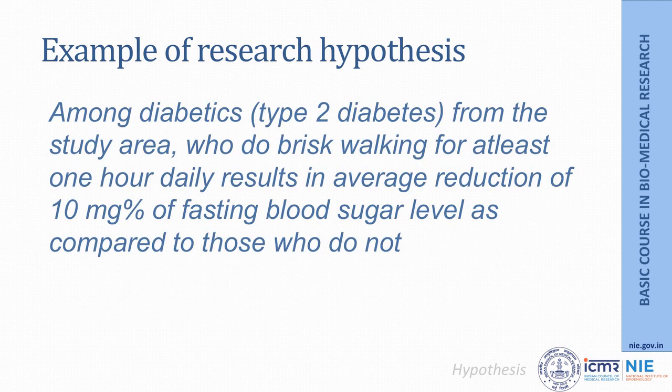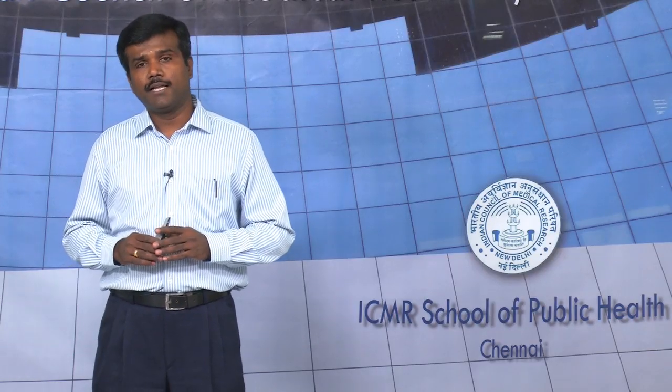An example of a research hypothesis, on the basis of the example that we are discussing on diabetes and exercise: Among diabetics, type 2 diabetes, which means they do not take insulin injection to control their blood sugar level, from an area who do brisk walking for at least 1 hour daily results in an average reduction of 10 milligram percentage of fasting blood sugar level as compared to those who do not.